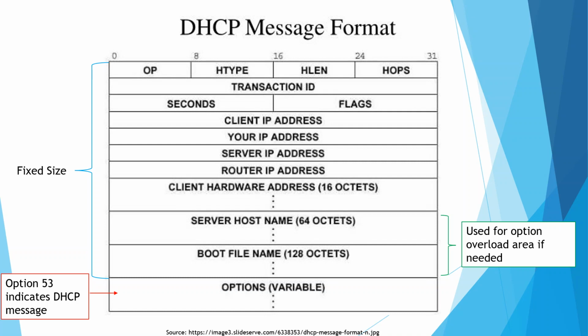Now, you'll notice that it does say 16 octets, 64 octets, 128 octets. Octets are just another way of saying byte. So if we go back to IP addressing, we had 4 octets or 4 groups of 8 bits, and 8 bits is a byte. So I just wanted to call that out to make sure there's no confusion.